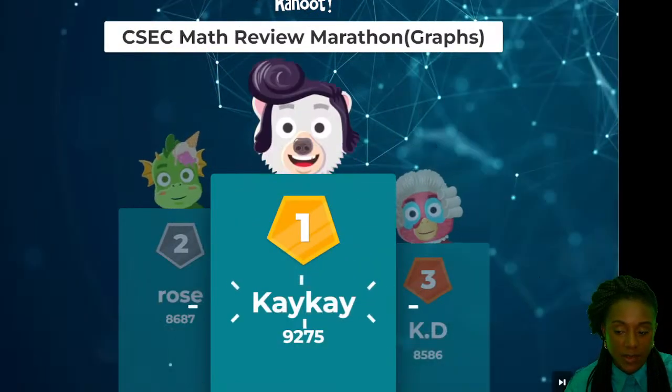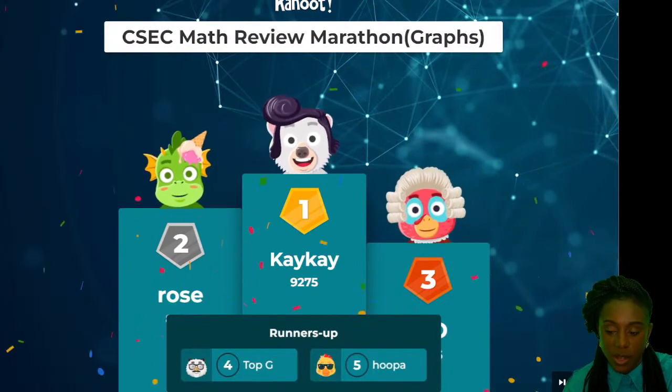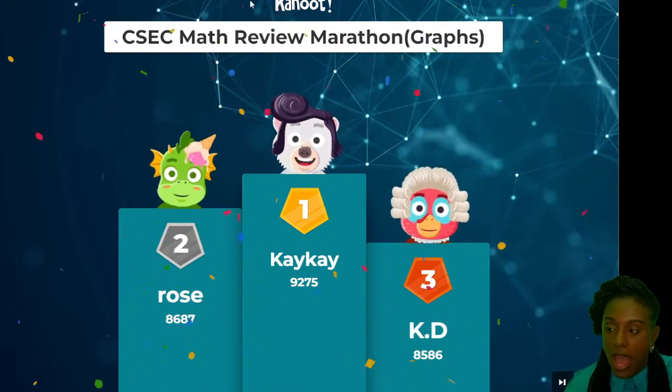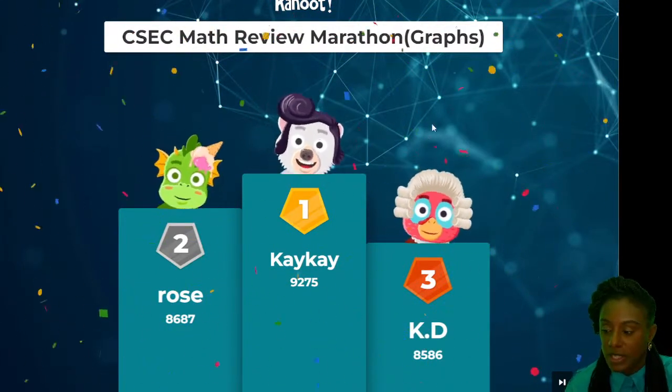And this evening, we have KK at number 1 and Top G, and Whoopa is at number 5. I'm super proud of you all. You all did an excellent job this evening.